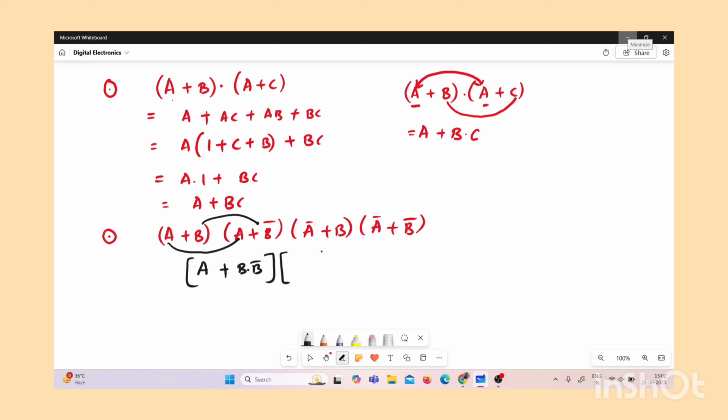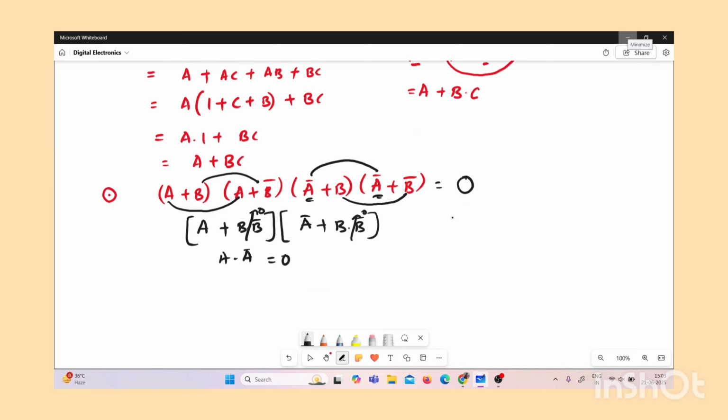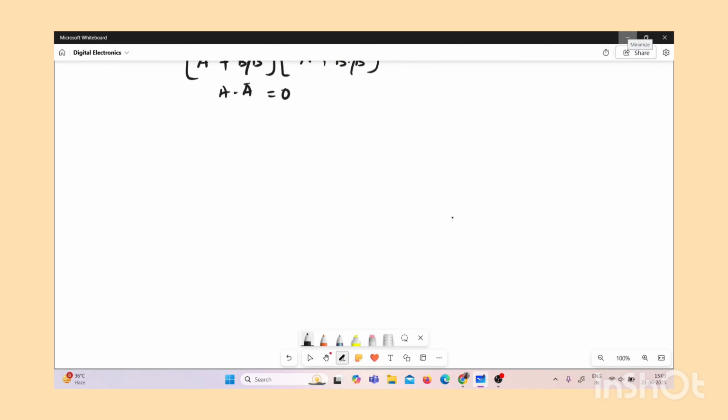Next, take these two terms. In these two terms a bar is common, so multiply these two, a bar dot a bar, which is a bar, plus multiply these two, b dot b bar. Using the OR theorem, b dot b bar is 0. So finally we have a dot a bar, which is 0. So the final answer for simplifying this expression is 0. And similarly, let us solve one more logical expression.